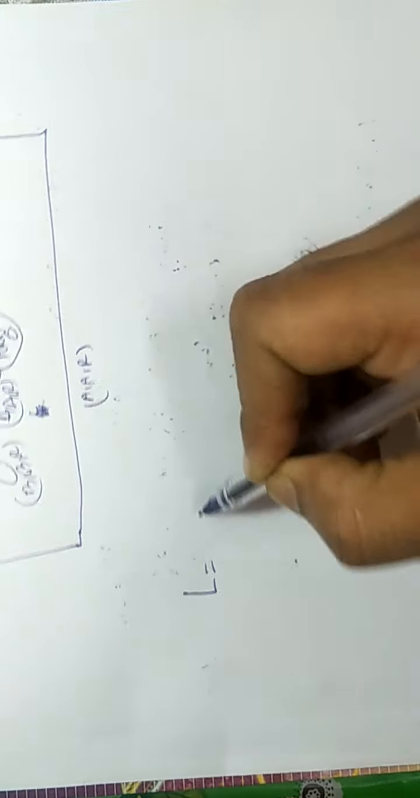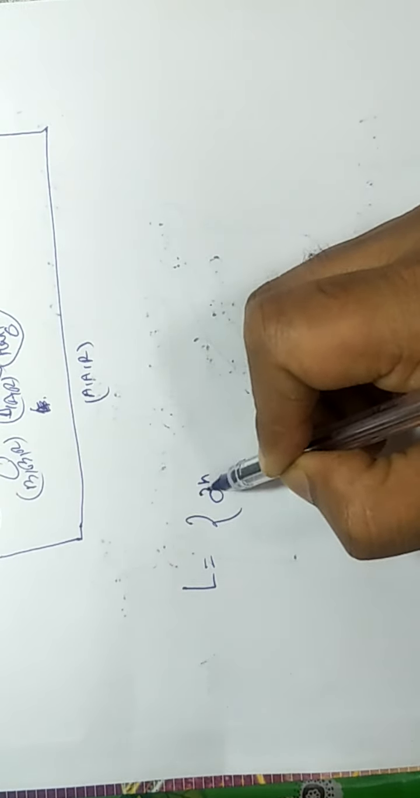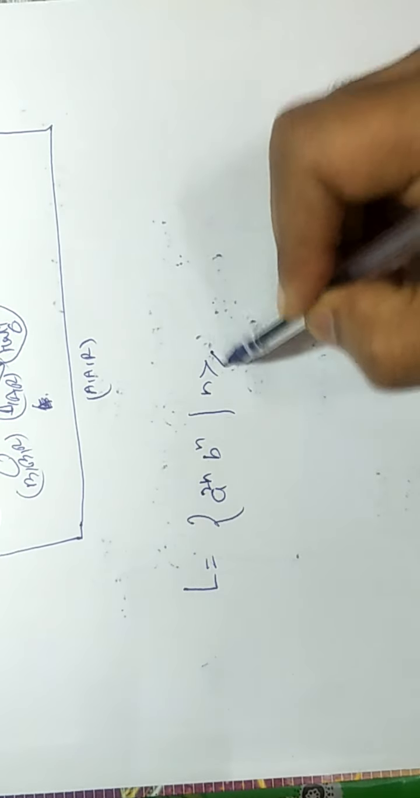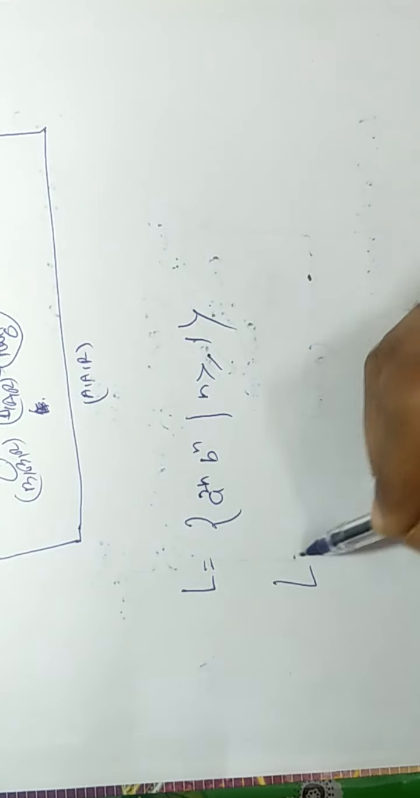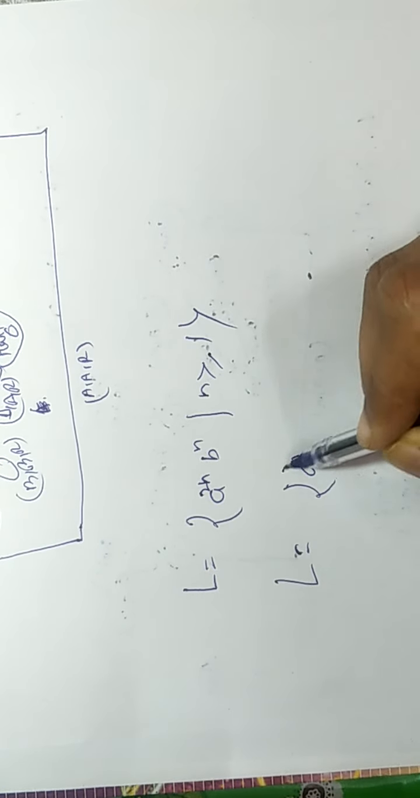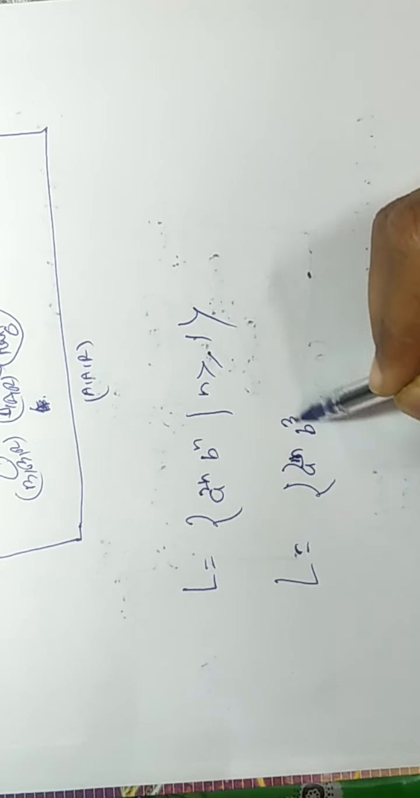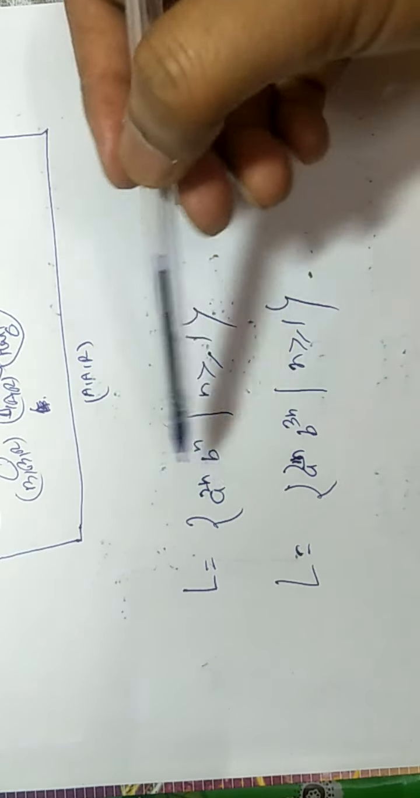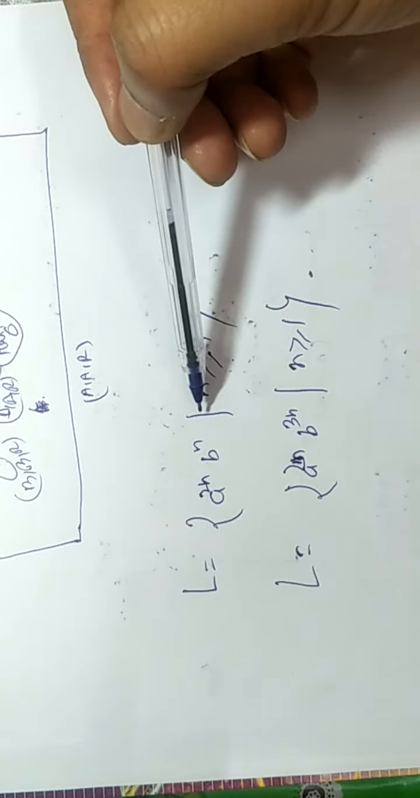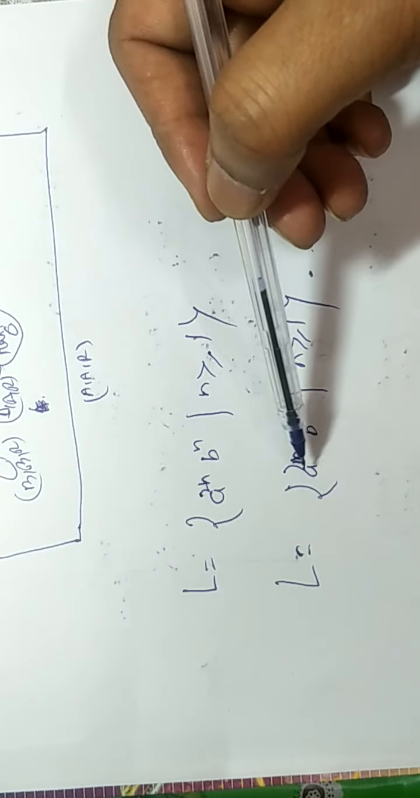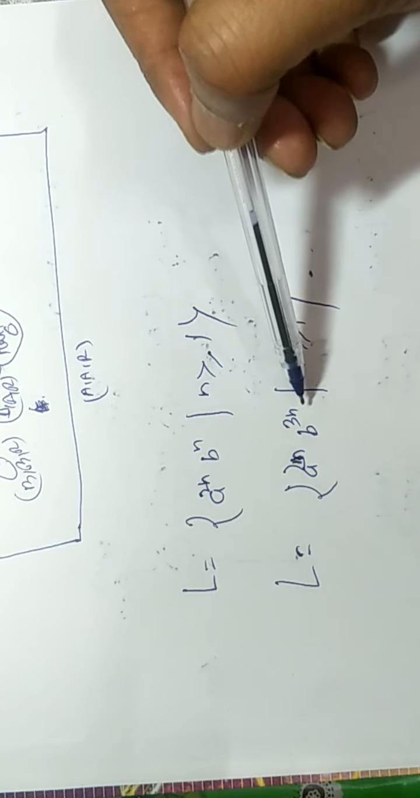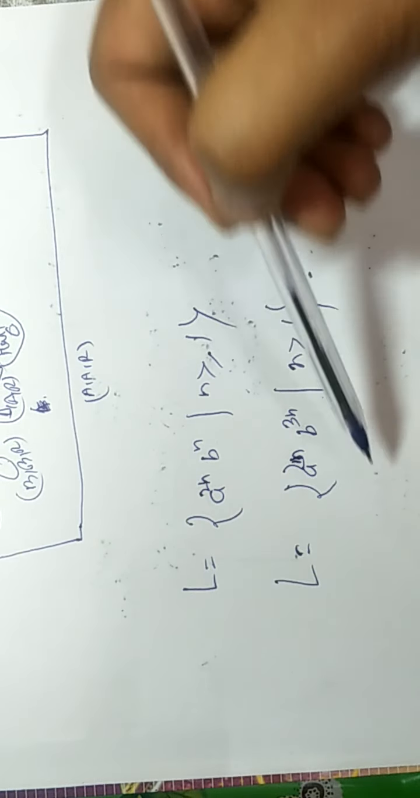So similarly you can design Turing machine as home assignment for a raised to power n, b raised to power n, n greater than equal to 1. You can design Turing machine for a raised to power 2n, b raised to power 3n, n greater than equal to 1. What you need to do, you have to mark 2 A's here and 1 B here, and you have to mark 2 A's and 3 B, and on reading third B you have to move to the left.